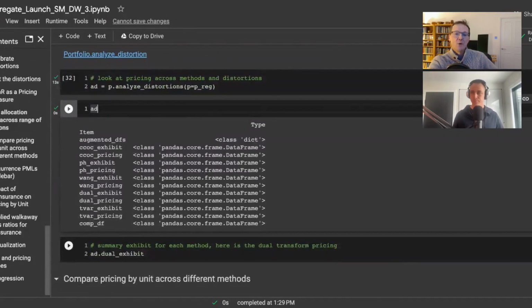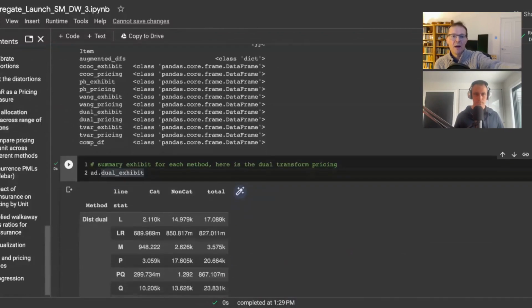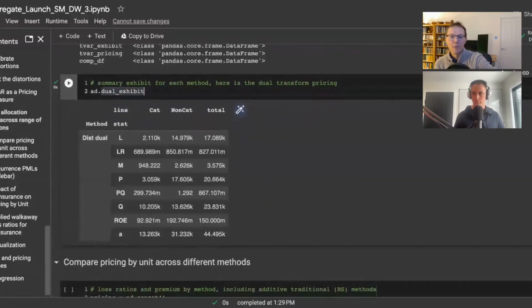This analyze distortions function does that for us. It runs all the distortions that are attached to this object and returns this AD object that has a whole bunch of exhibits. Let's look at this dual exhibit. All of the other exhibits are just for different distortions; they all look basically like this. It shows the 8 things I think you should look at: loss ratio, margin, premium, leverage, capital, ROE, assets. And you see total ROE 15%, which is what we expected.